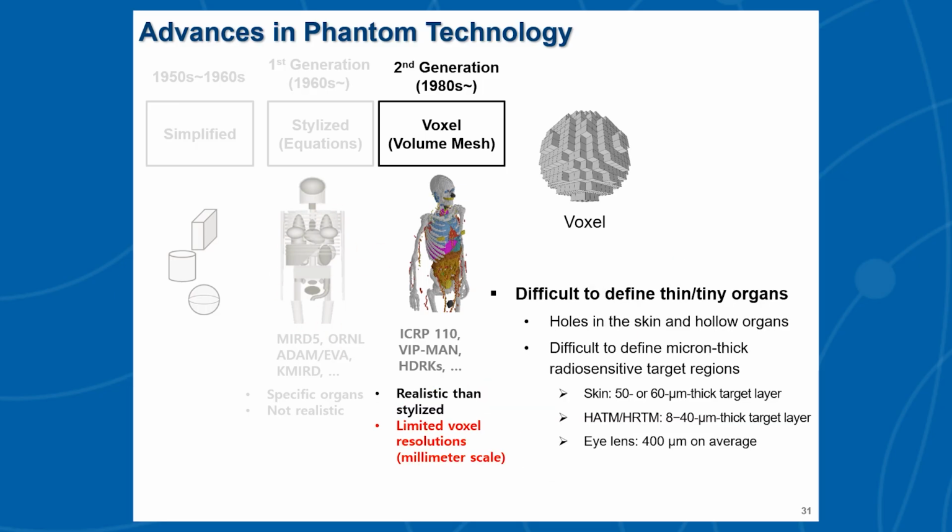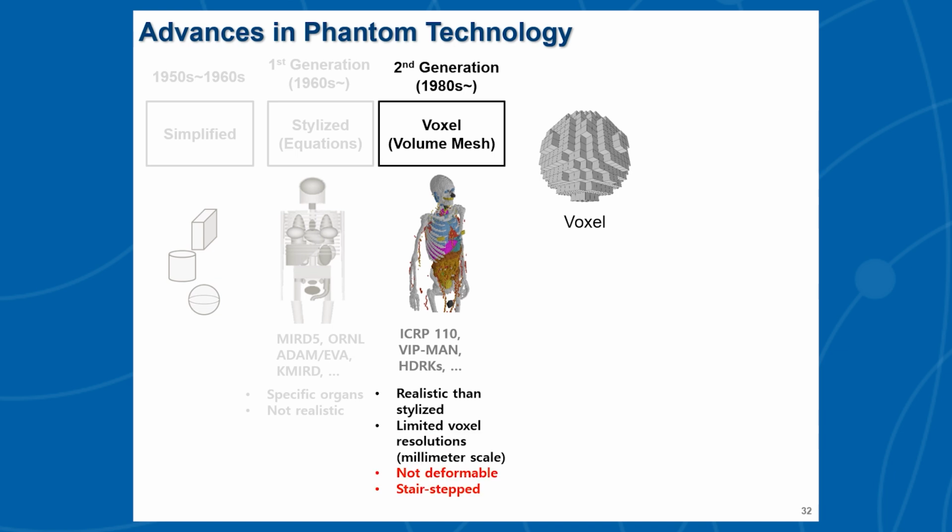However, due to the limited voxel resolution, mostly at the millimeter scale, the voxel phantoms have difficulty defining very thin or tiny organs or tissues, such as the micron-thick radiosensitive target layer, as I mentioned before. Also, the voxel models are not really deformable, and it's difficult to change the posture or organ shape, and they inevitably represent a stair-stepped boundary of the voxel geometry.